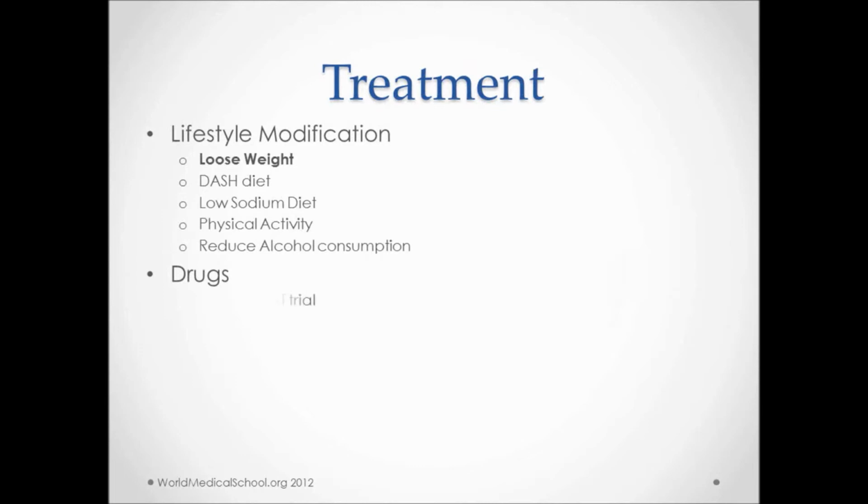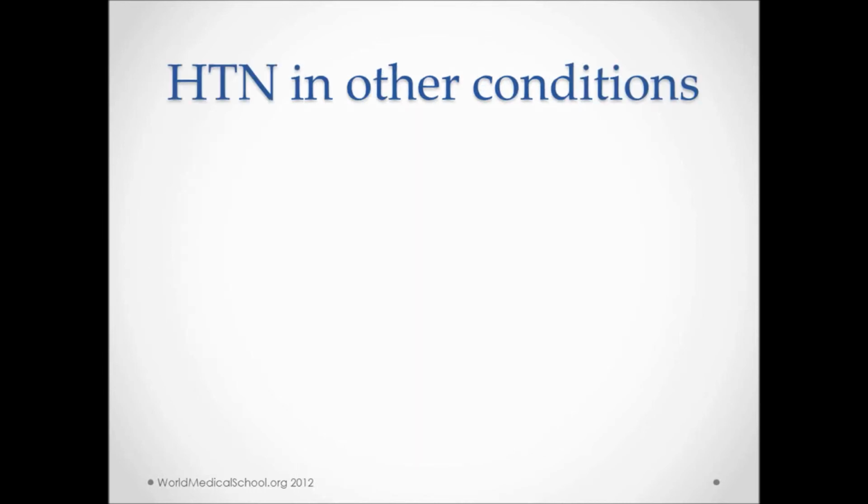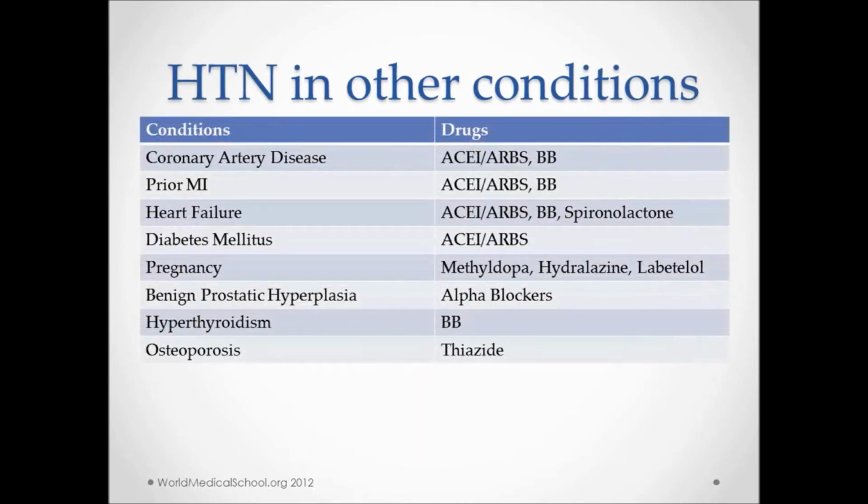In terms of medications, the first line is a thiazide type diuretic, as it was found to be the most beneficial for initial treatment of hypertension in the ALLHAT trial. Other drug combos like ACE inhibitors, ARBs, beta blockers, and calcium channel blockers can also be used based on the underlying disease pattern and side effect profiles. Now, here's a list of conditions with hypertension and their treatments.